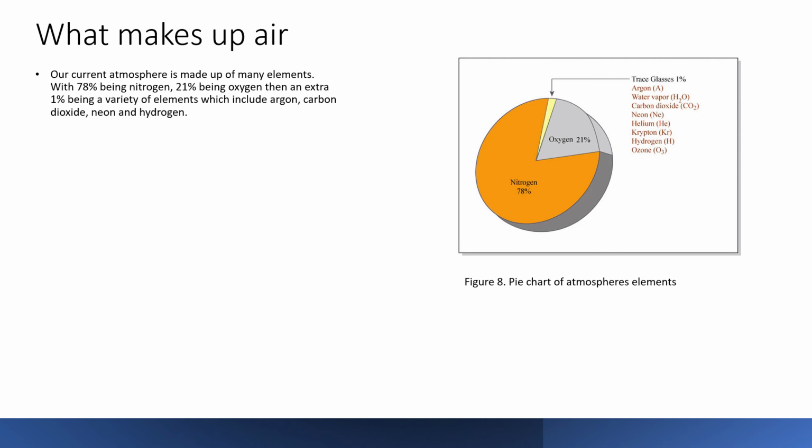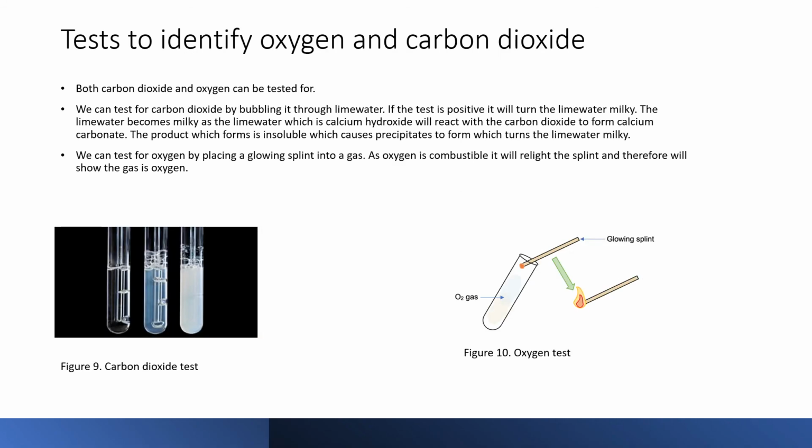The Earth's air is made up of 78% nitrogen, 21% oxygen, and then 1% of a multiple variety of elements. There are tests to identify for oxygen and carbon dioxide. You can test for carbon dioxide by bubbling it through lime water. If the test is positive, it will turn the lime water milky. This is due to lime water, which is calcium hydroxide, reacting with carbon dioxide to form calcium carbonate. The calcium carbonate, which is insoluble, creates a precipitate which turns the lime water milky.